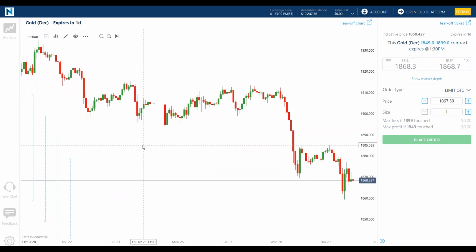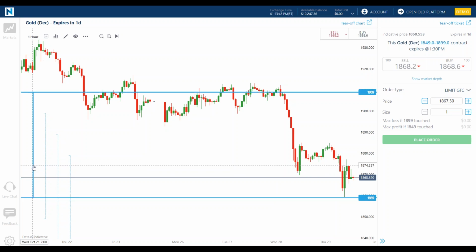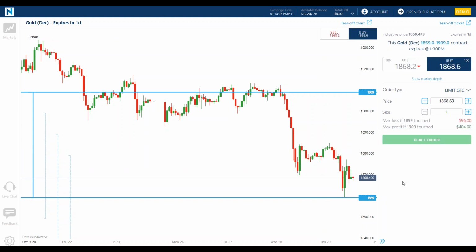And on our knockouts chart, notice on the left-hand side of the chart, we've got 4 blue lines. All right, those are the knockout levels. So I am going to just pick one by clicking on it. When I do that, you now see, here's the price of the underlying. All right, that's that solid gray line. And you can see the price range for this knockout. 1859 is the floor. You see that on my ticket. I also see that on the chart. 1909 is my ceiling on the chart and on my order ticket.